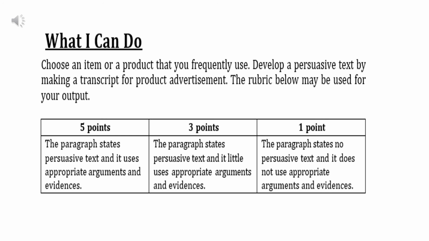What I can do: choose an item or a product that you frequently use. Develop a persuasive text by making a transcript or product advertisement. The rubric below may be used for your output. Five points: the paragraph states persuasive text and it uses appropriate arguments and evidences. Three points: the paragraph states persuasive text and it little uses appropriate arguments and evidences. Then you will get one point if the paragraph states no persuasive text and it does not use appropriate arguments and evidences. So check your Google Classroom regarding this activity.